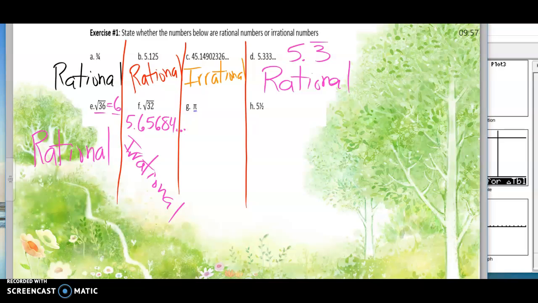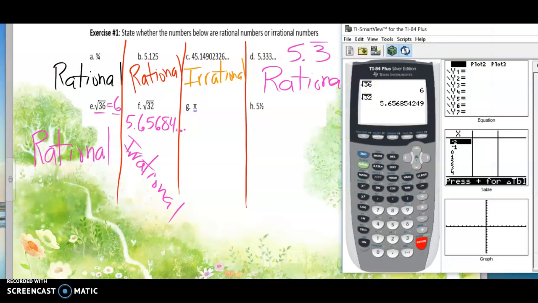Next up, we've got pi. And let's take a look at the calculator. It does have a pi button. It's the up arrow if you press second first. So second, and then your little caret button gives you the pi symbol. If you press enter, once again, it will give you all the digits of pi. And that is a never-ending, never-repeating decimal.